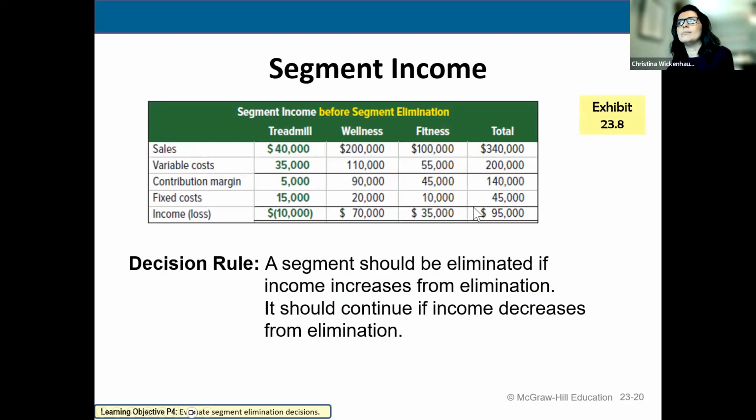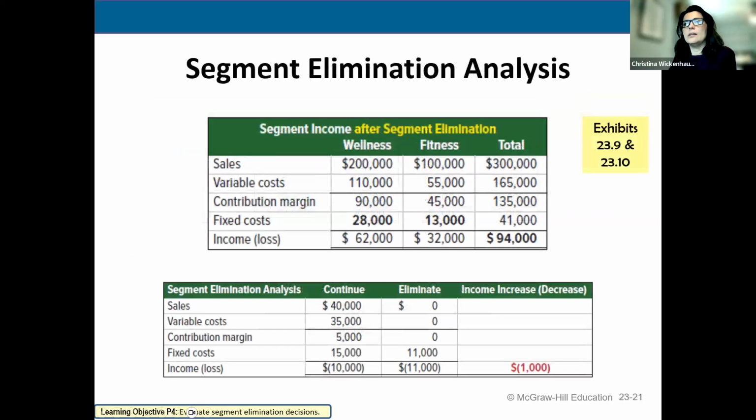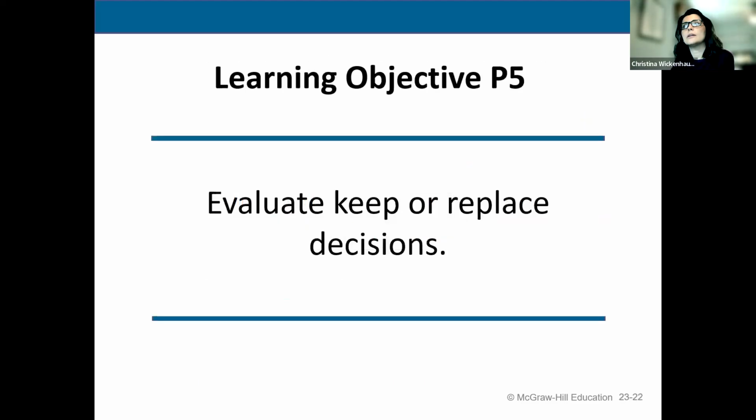See, their net income was 95,000 with all three segments. So the big takeaway here is that some of those costs might not go away if you eliminate the segment, and then the other segments have to pick that up, and it can bring down overall income.